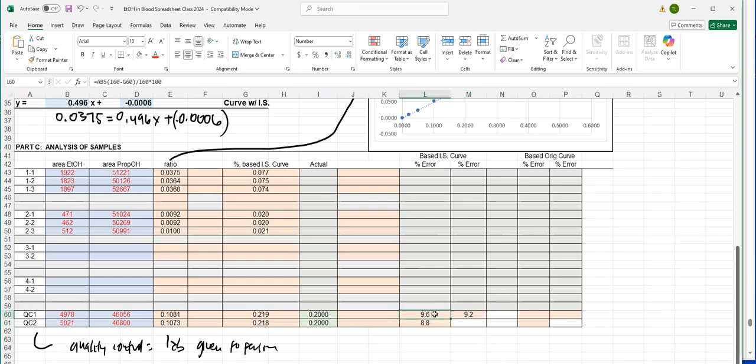How do we calculate percent error? How bad were we when we did this data set? So to calculate error, you're going to take yours and you're going to subtract what it actually should have been. Otherwise, this is called theory.